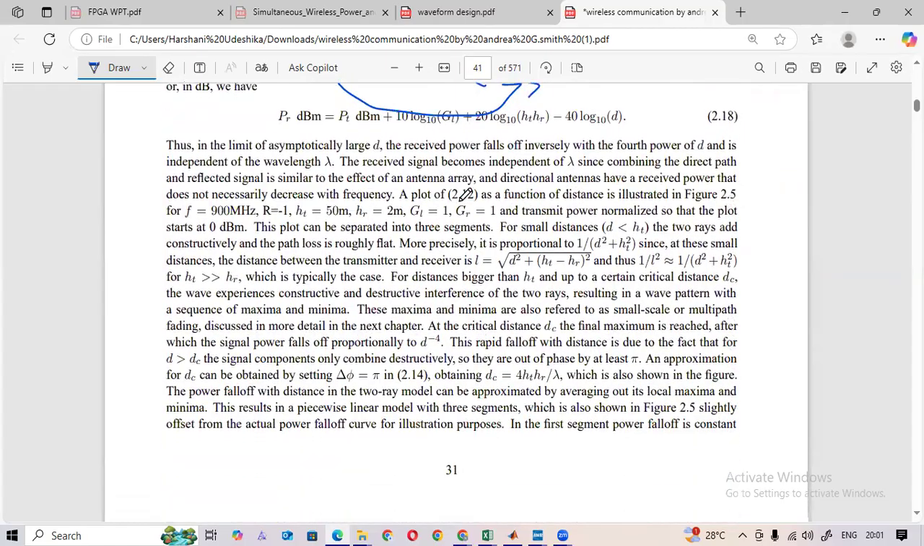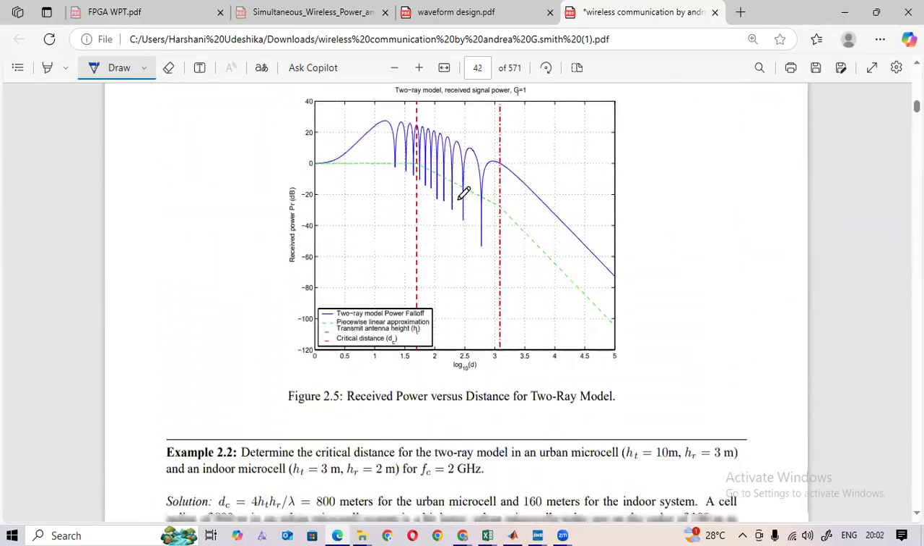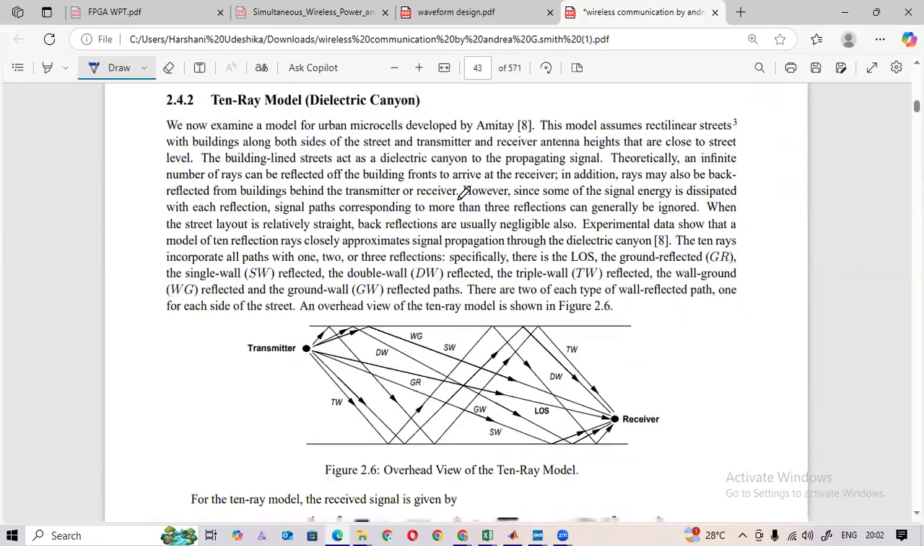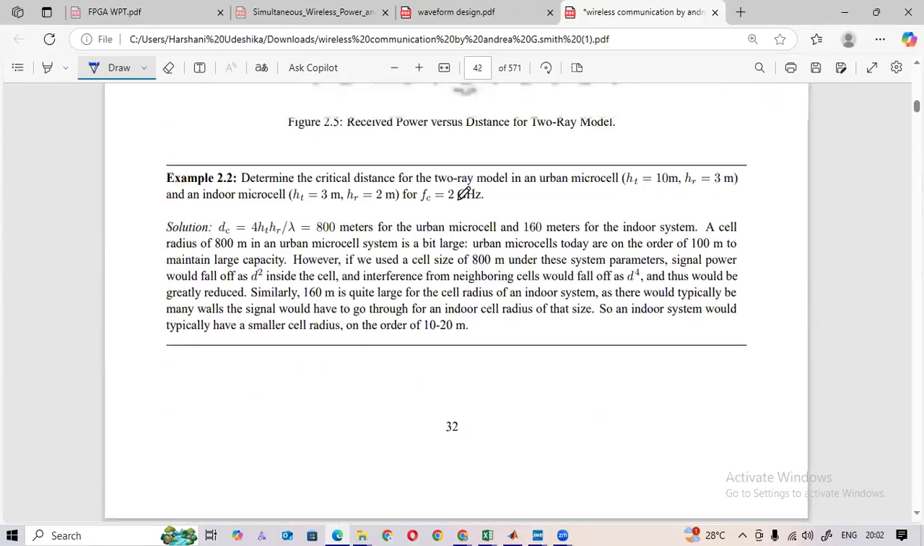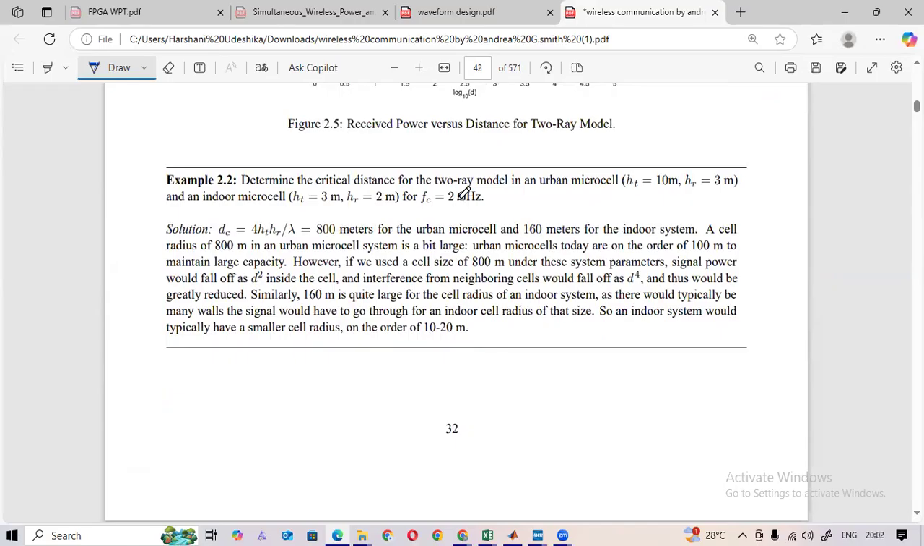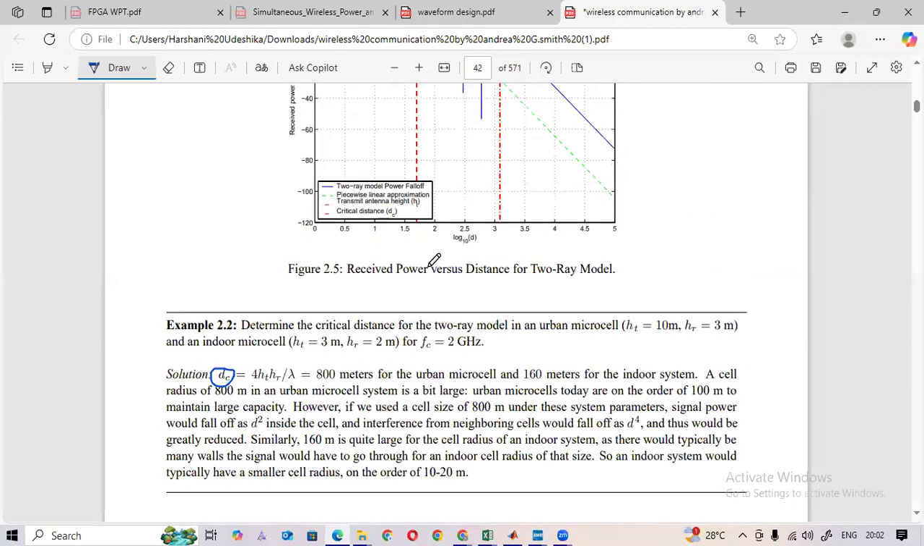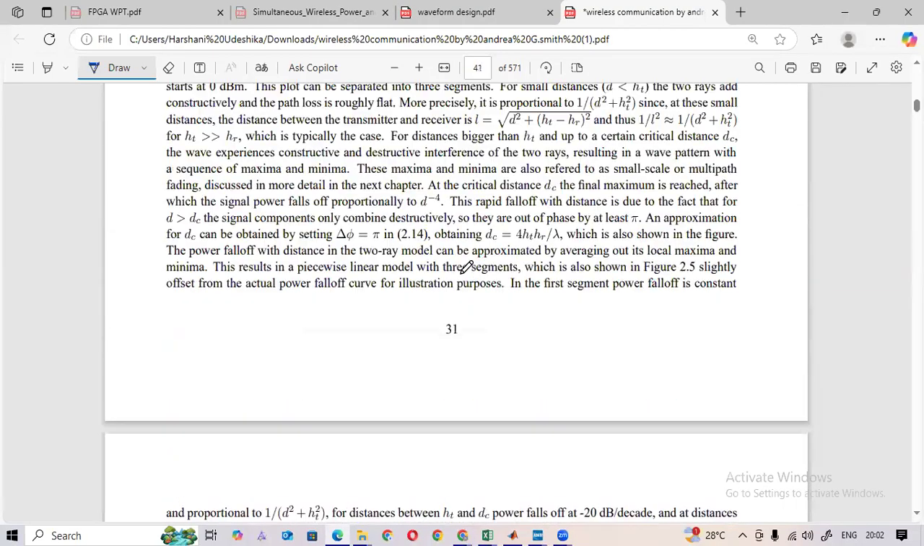There is an approximated equation. This I can remember. This d_c is referred to as the critical distance.